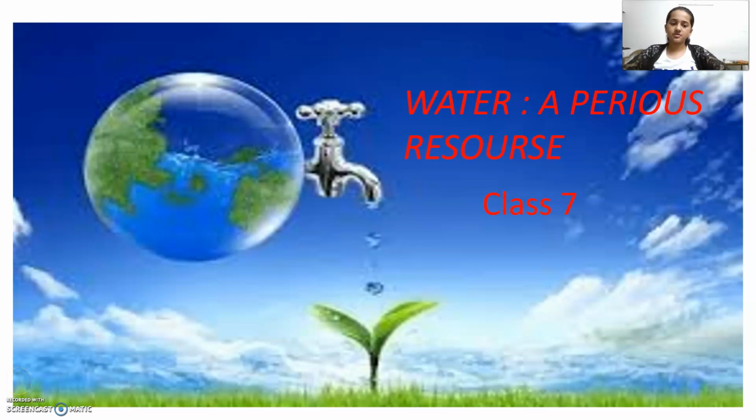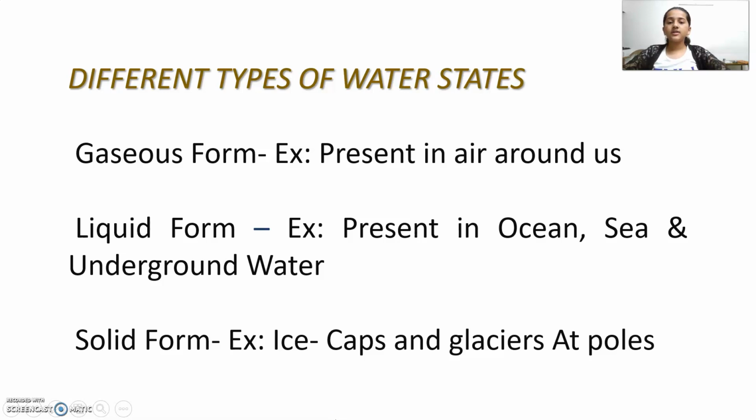Water, a precious resource. Class 7. Different types of water states. Gaseous form: the air around us is an example of the gaseous form of water. Liquid form: present in oceans, seas, and underground water. Solid form: ice caps and glaciers at the poles.